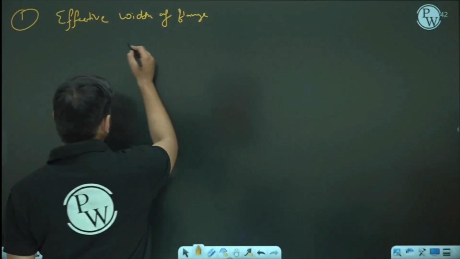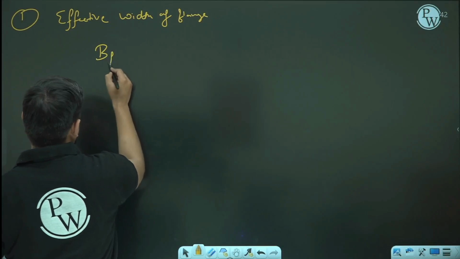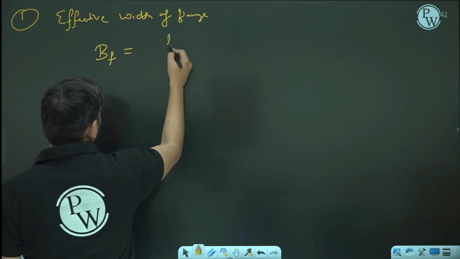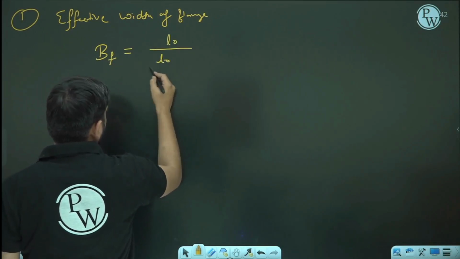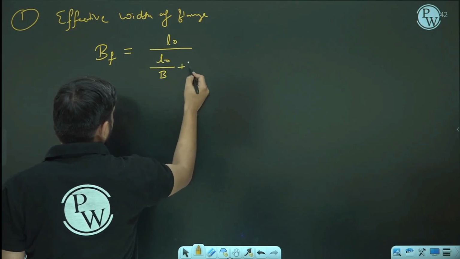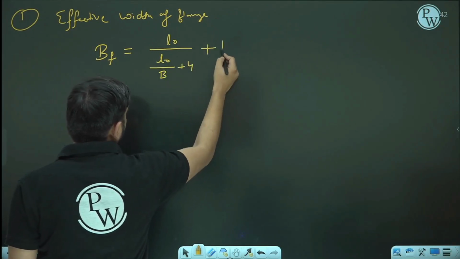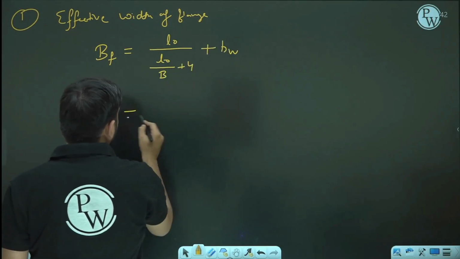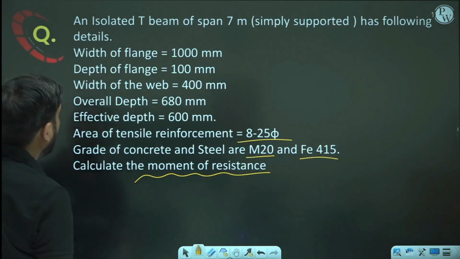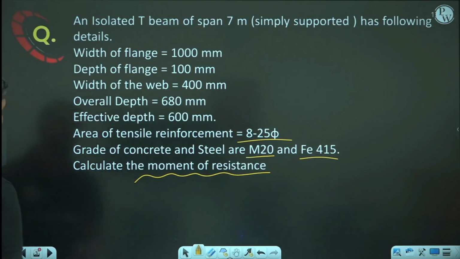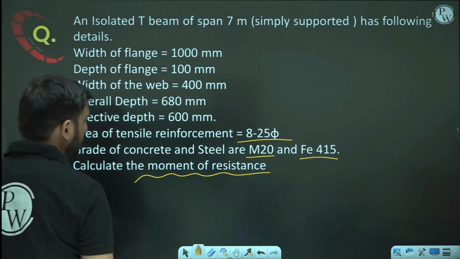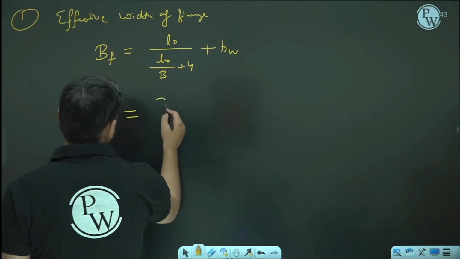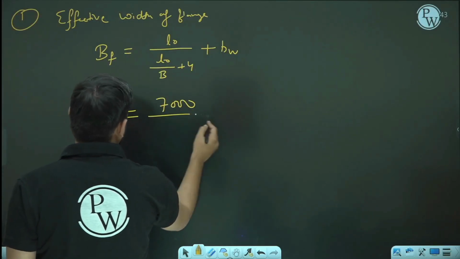So in isolated condition, BF is calculated as L0 upon L0 by B plus 4. B is original width plus BW. So what is L0 here? L0 here is 7 meter. In mm I am putting.